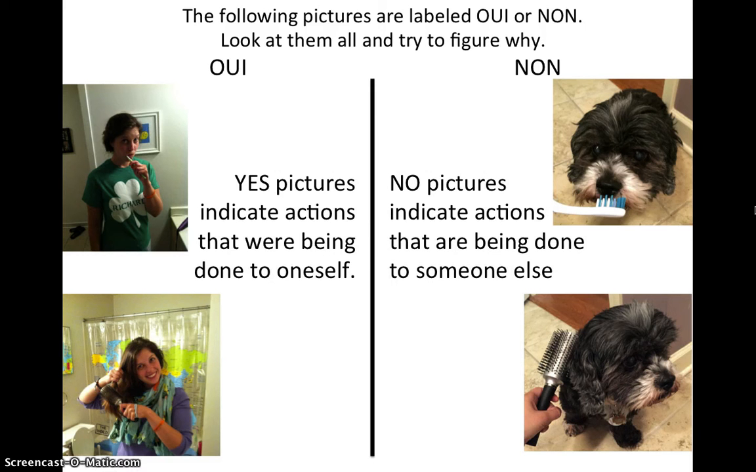The pictures on the left show that the actions were being done to oneself. I am brushing my own teeth. I am brushing my own hair. On the other side, on the right, the pictures are showing actions that are being done to someone else. So for example, that's Lily. That's my dad's dog, Lily. I am brushing her teeth. So she is not brushing her own teeth. I am brushing her teeth. And don't worry, I didn't let her use my toothbrush for real. And in the second picture, I am brushing her hair. The action is being done to her by someone else, by me.